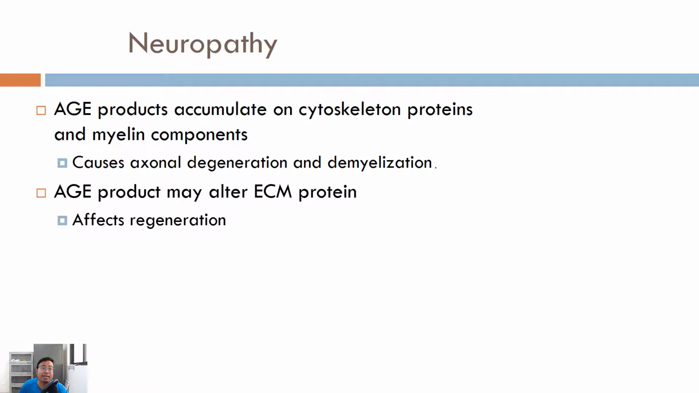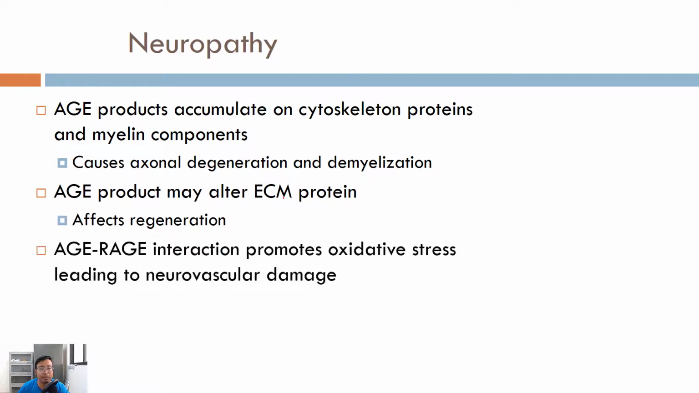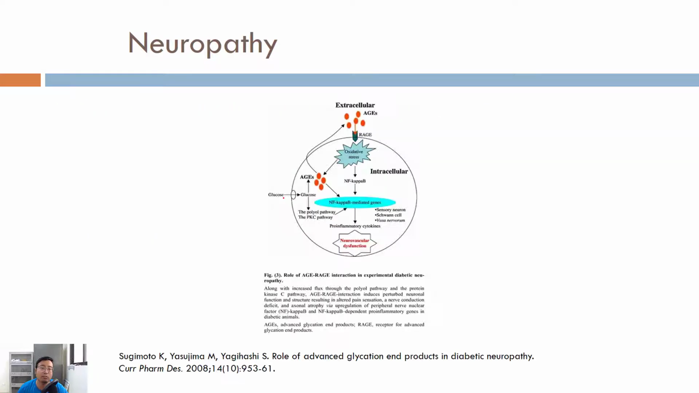And just like in diabetic nephropathy, they play a similar role in altering the extracellular matrix by synthesizing or triggering the release of multiple chemokines and ultimately activating the ROS via the NF kappa beta pathway. And this whole thing is actually triggered by the AGE-RAGE interaction, which promotes the oxidative stress that can lead to neurovascular damage. See, this is the figure which is showing the increased AGE-RAGE interaction.